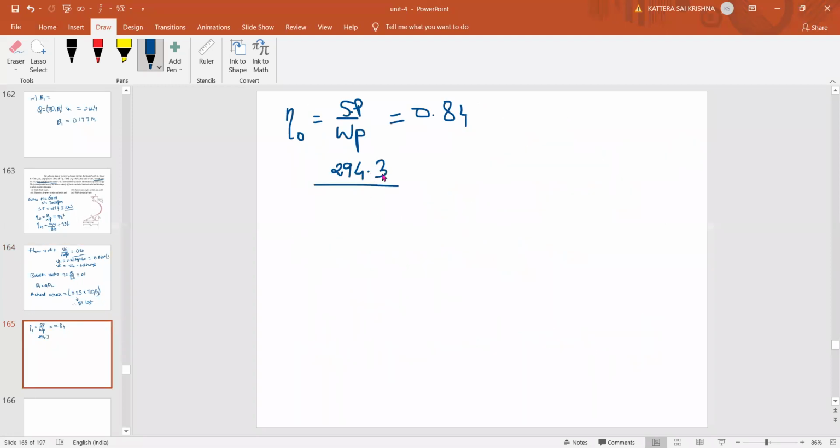294.3 divided by... the water power formula we know already, that is rho into g Q H by 1000. This is your water power, equal to 0.84. Right. So from this, you just calculate the Q value, the discharge. Okay, substitute the values. Rho is nothing but 1000, so rho and 1000 you can remove. 9.81, and H value is given as 60. Find the value of Q in meter cube per second.